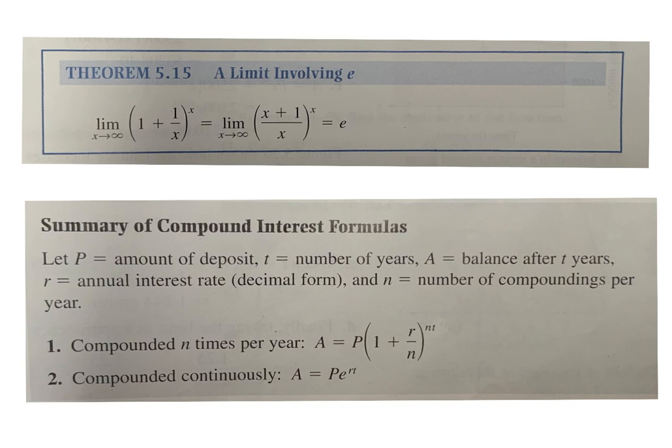Continuously compounding means your number of times per year is moving towards infinity. That's how they got this e to the RT, okay? So that's how they went from this formula to this formula. It's this limit theorem right here.